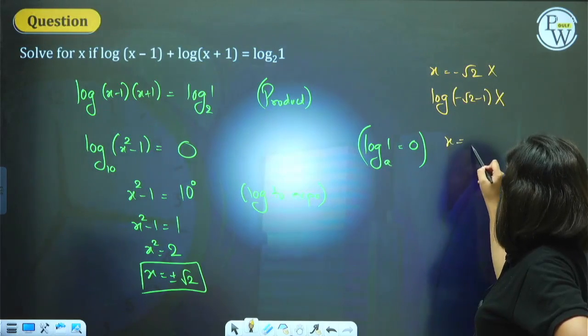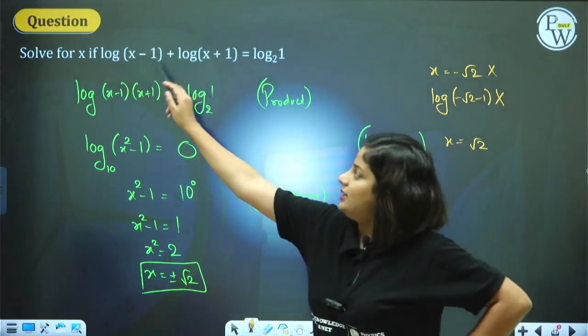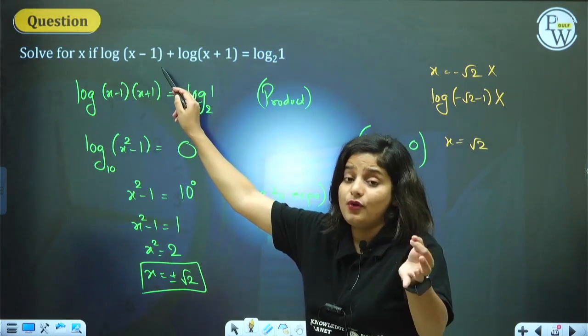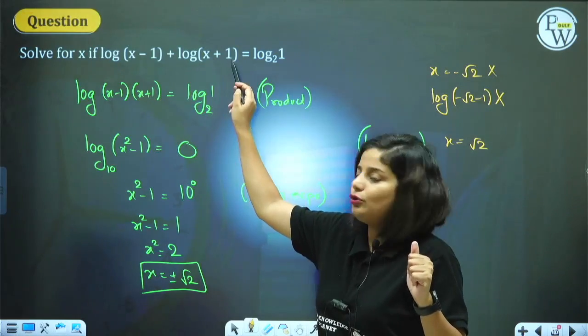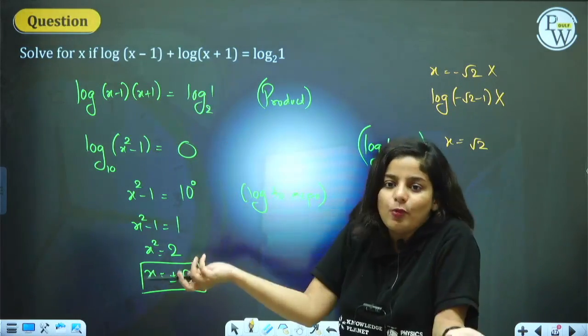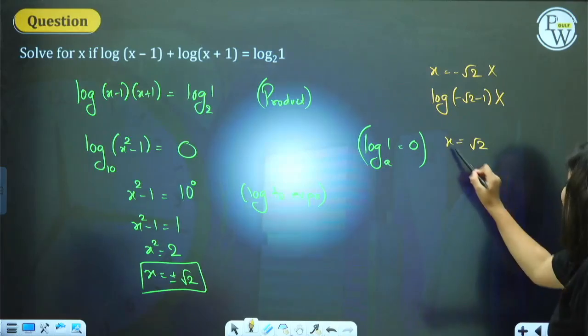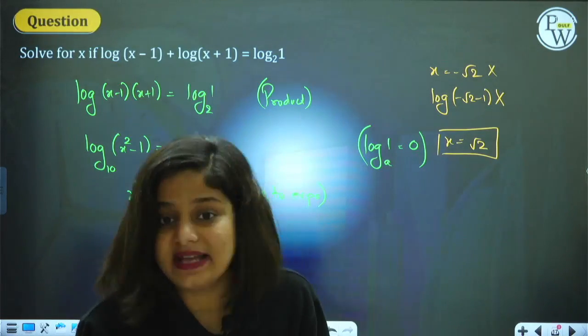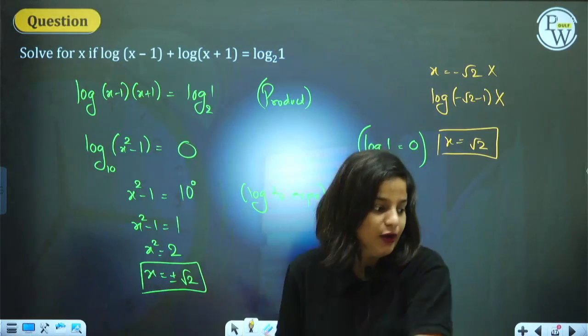What about x equal to plus root 2? Yes, root 2 minus 1 is positive. Root 2 is 1.414, more than 1. Root 2 plus 1 is positive. Log of positive numbers exists. So I will take x as plus root 2. The answer to this question is x is equal to plus root 2, not minus root 2. Noted?